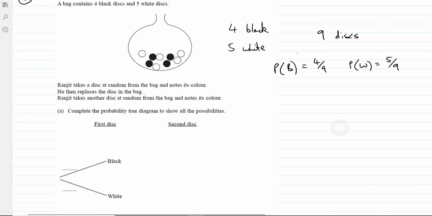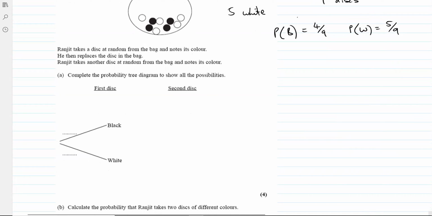You just write the number of discs, the number of the type of disc you want. So if I want black discs, there's 4 of them. That goes on the top, over the total number of discs, which in this case is 9. That goes on the bottom. And the same for white, there's 5 white, 9 in total. It's a 5/9 chance of pulling out one of those coloured discs.